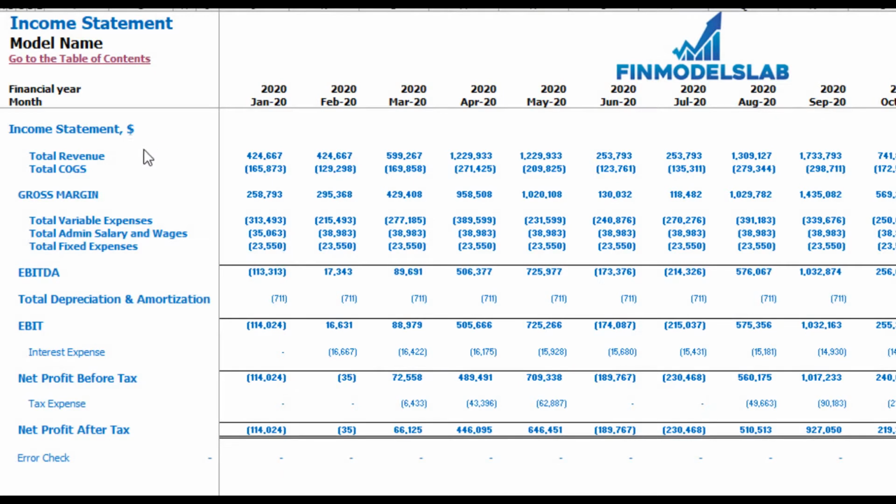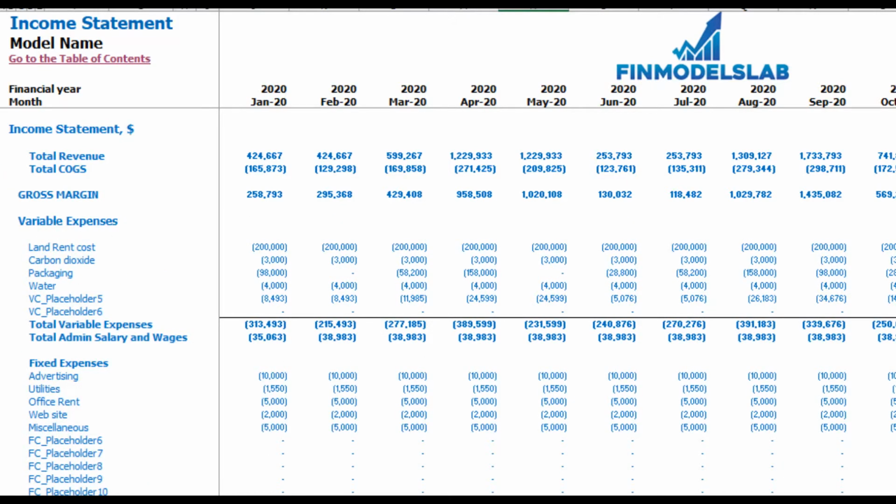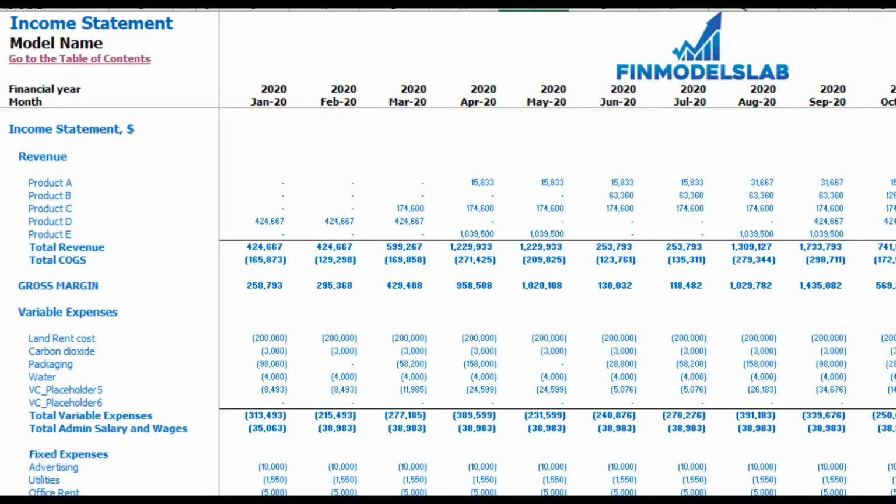On the Income Statement tab, you may see the main components of your profit and loss, which are total revenue, total cost of goods sold, gross margin, total variable expenses, total admin salaries and wages, total fixed expenses, EBITDA, depreciation and amortization, EBIT, interest expense, net profit before tax, your corporate tax, and as a result, net profit after tax. Please note that each category has its own subcategories, so you may click on this plus button and see the detailization, for example, for fixed expenses, or for variable expenses, or for the revenue.